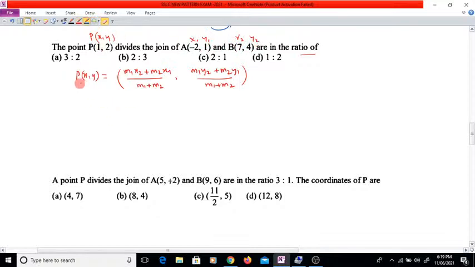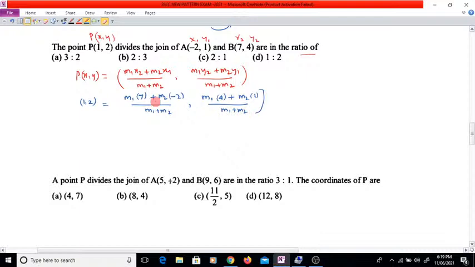So let us substitute. P of x, y is (1, 2) equals m1 into x2, what is the value of x2? 7, plus m2, what is the value of x1? Minus 2, divided by m1 plus m2. Similarly m1 y2, what is the value of y2? y2 is 4, plus m2 y1, y1 is 1, divided by m1 plus m2.